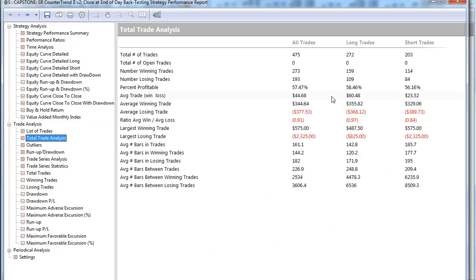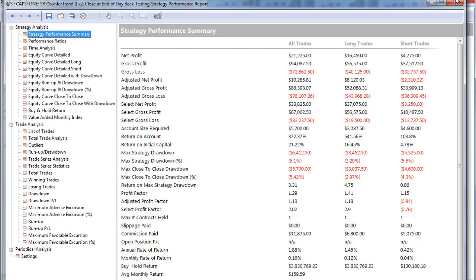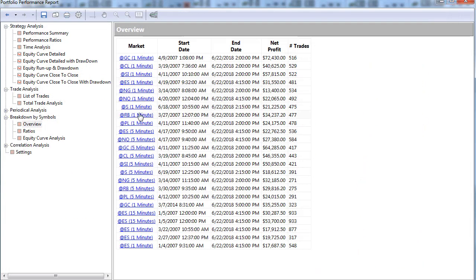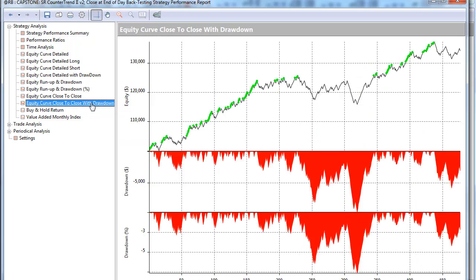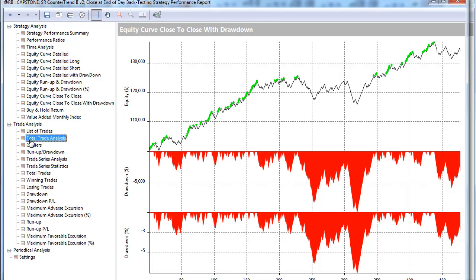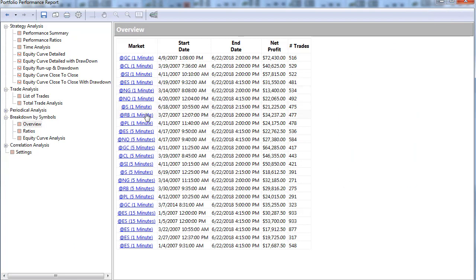And so here is the trade analysis and equity curve performance summary. So again, these all include slippage and commission. So you're going to have a portfolio of diversity of choppy equity curves. And so here is the RBOB equity curve, total trade analysis, and then we take a look at SR counter trend 2.